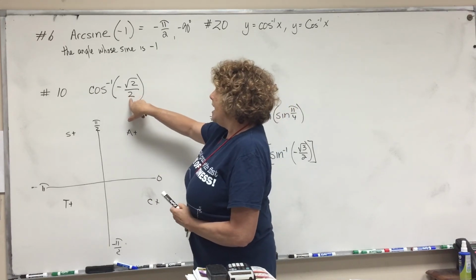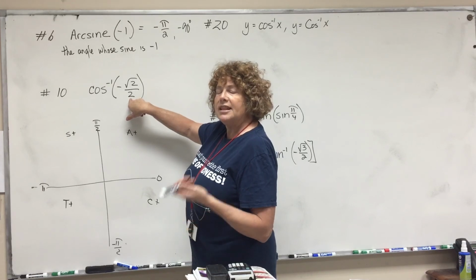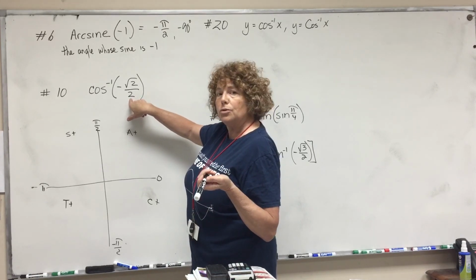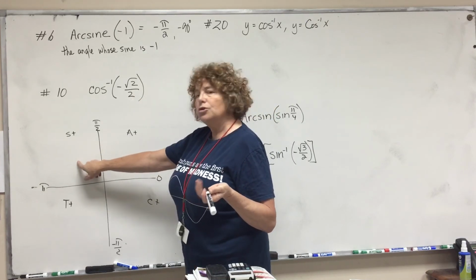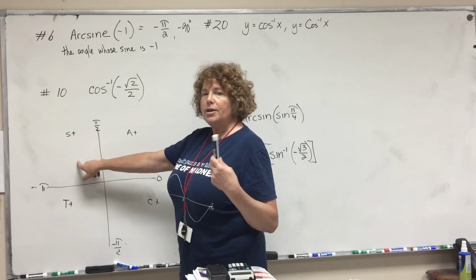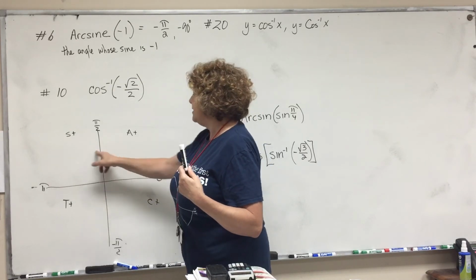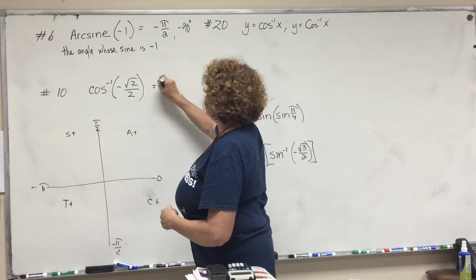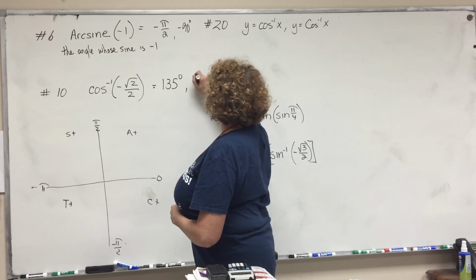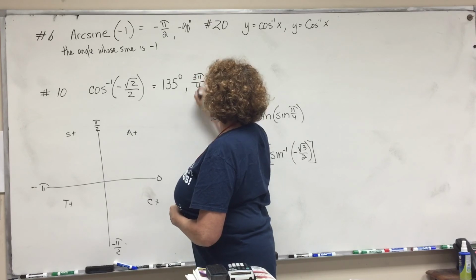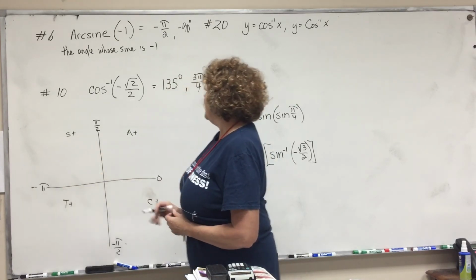So, -√2/2, well, what's the reference angle that has a cosine of √2/2? Or, just look at your unit circle, what is the √2/2 over here? Well, we know it's 45 degrees in this quadrant, so that makes it 135 degrees, or 3π/4. Okay, so that would be in this quadrant to make it negative.